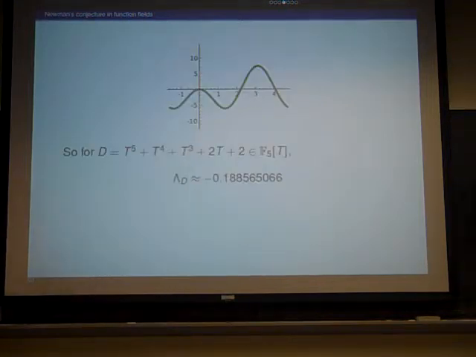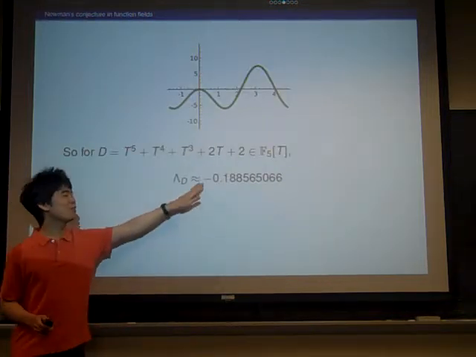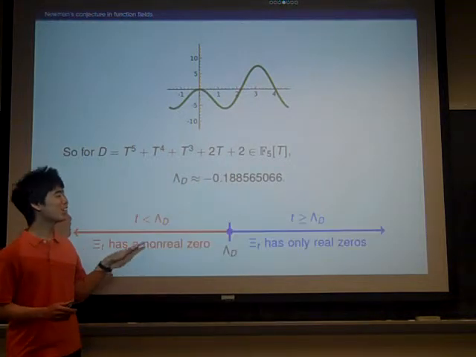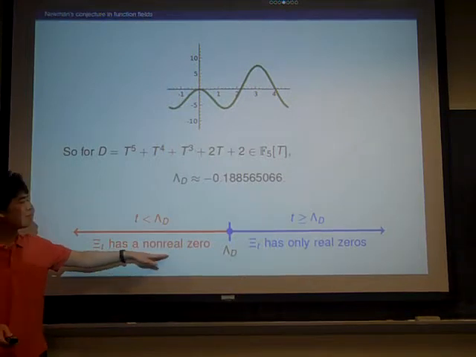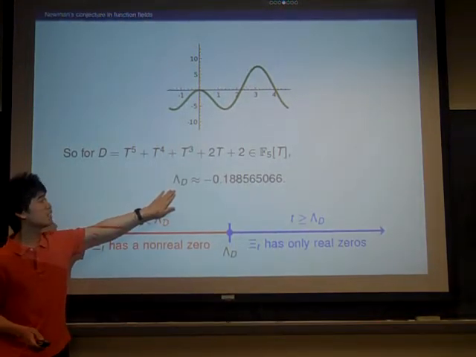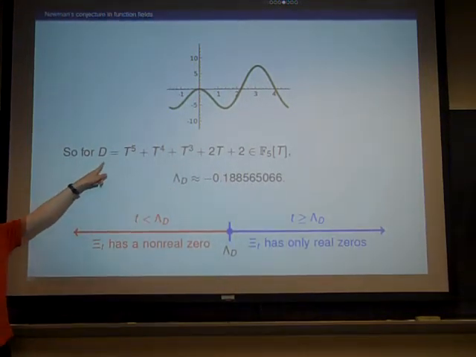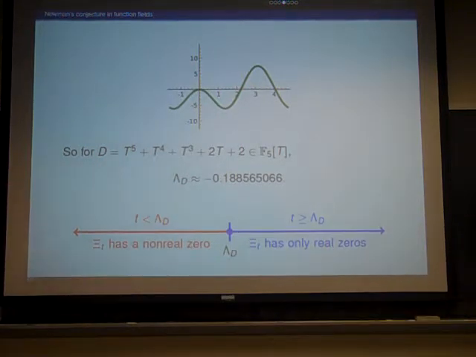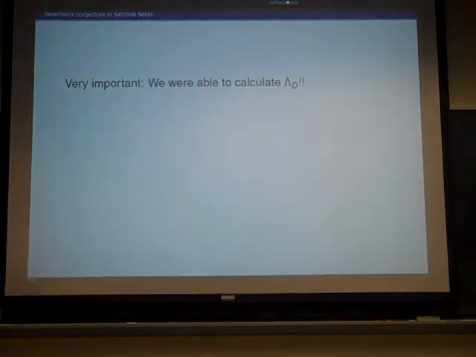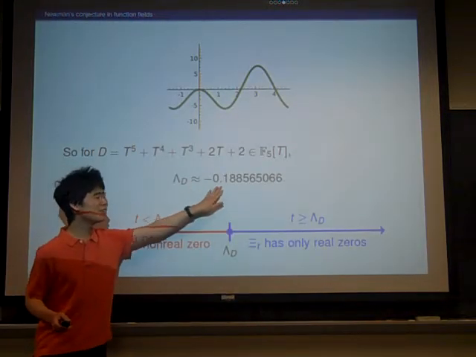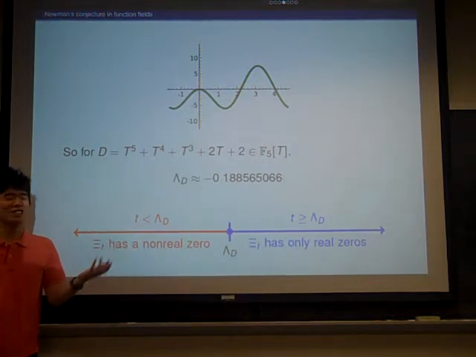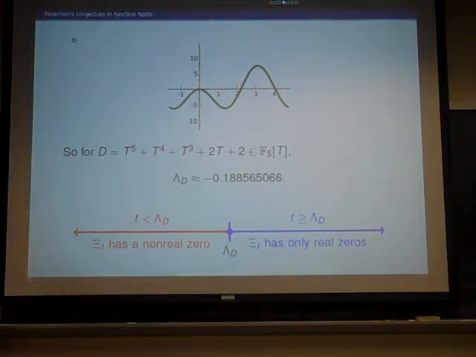And if you recall, we have this very specific time where it divides the real lines of these two halves. So this time is in fact the Newman constant for the L function associated to d. And what's important here is that we were actually able to calculate lambda_d. Here, this is an approximation, but it's actually the log of an algebraic number of degree 4. So we know what it is exactly.